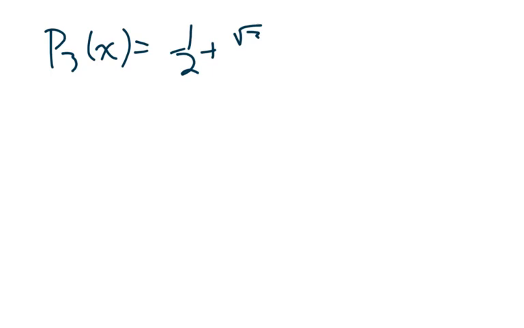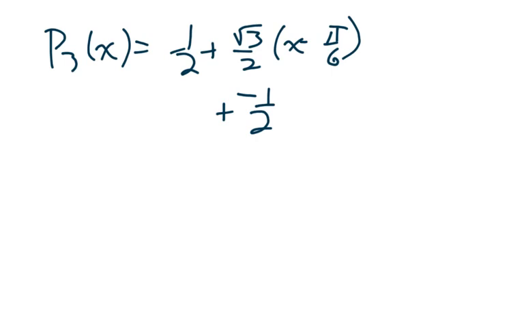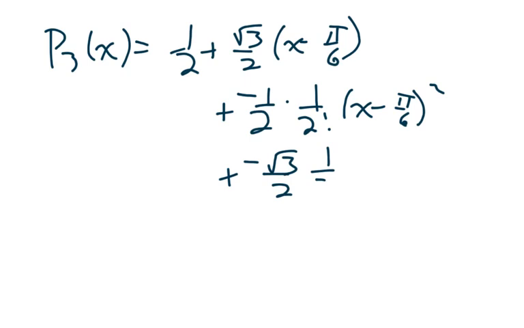Okay, we put all those pieces together, and I'll just write this out from the book, and we get the third Taylor polynomial centered at pi over 6 becomes 1 half plus root 3 over 2 times x minus pi over 6, right? We're centered at pi over 6. Plus 1 half, oops, a minus because it's a negative 1 half for the second derivative, times 1 over 2 times x minus pi over 6 squared, plus negative root 3 over 2 and 1 over 3 factorial x minus pi over 6 cubed.